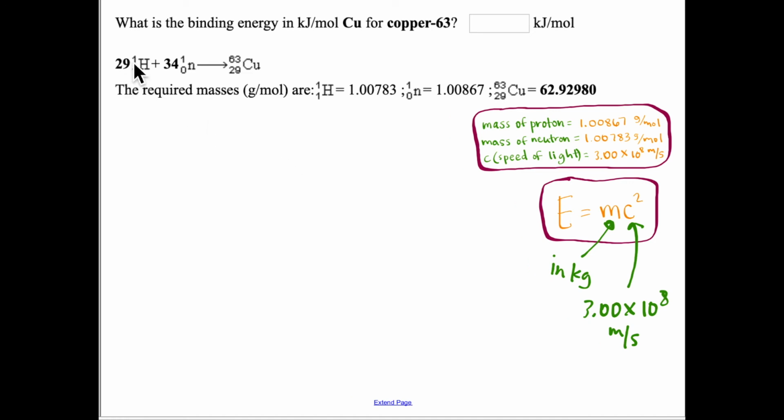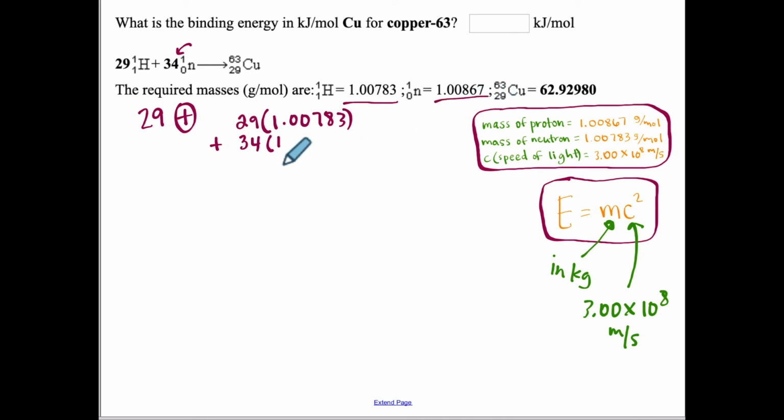So in this case, we have 29 protons. Each of those protons has a mass of 1.00783. So we can take 29 times 1.00783 and add it to the number of neutrons. Now the number of neutrons is 63 minus 24, which is 34. It's also telling us in this balanced nuclear equation that there are 34 neutrons. Each neutron has a mass of 1.00867, and when we add that up we get 63.52185, and those are molar masses, so that's grams per mole.